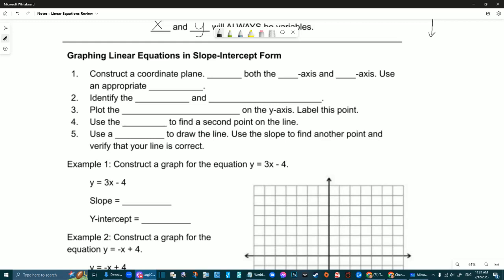Hi again, math scholars. We're back for our linear equations review, and this time we're going to talk about graphing linear equations in slope-intercept form.